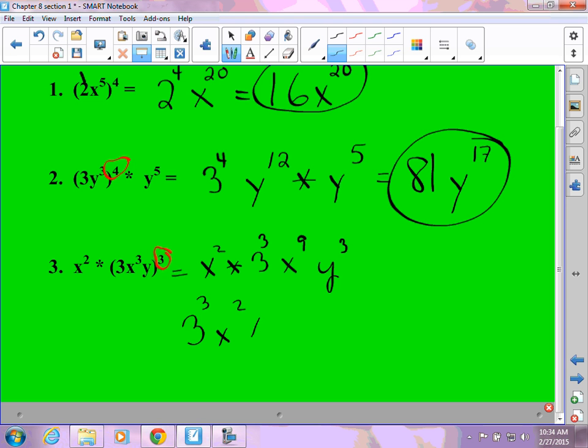And then 3 times 3 is 27. So this is 27 x to the 11th, y to the 3rd. And you circle your final answer. Notice how I worked up and down. Working up and down tends to be a little bit better than working across. At least I find that a little bit, especially when you have more than just one step. Might be easier for you. Okay.